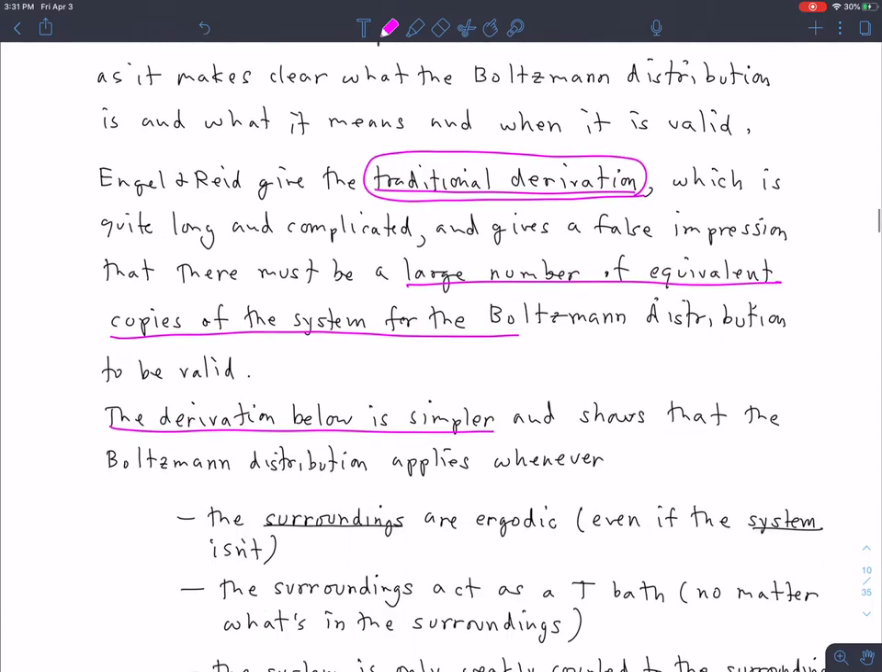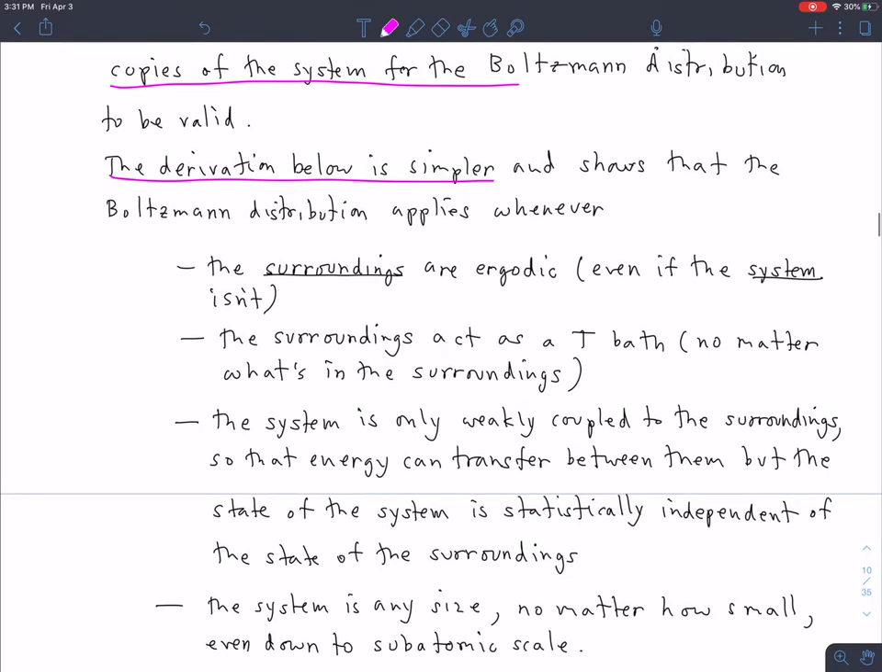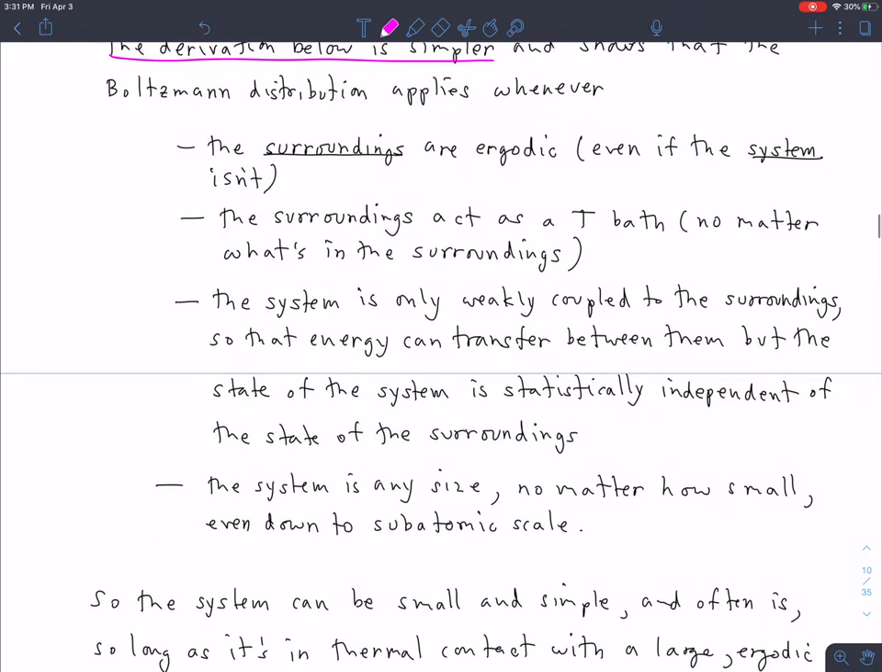All that's required for the Boltzmann distribution to apply and for the following derivation to be true is, first of all, the surroundings themselves have to be ergodic.